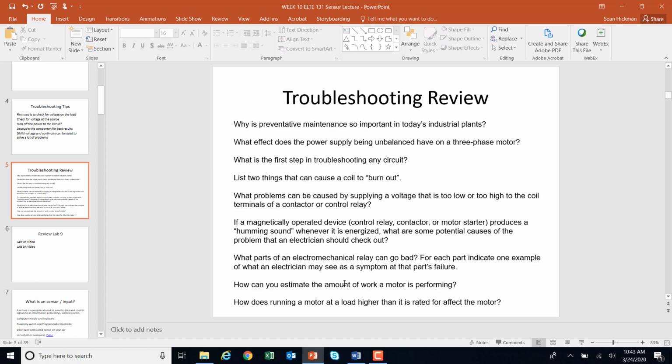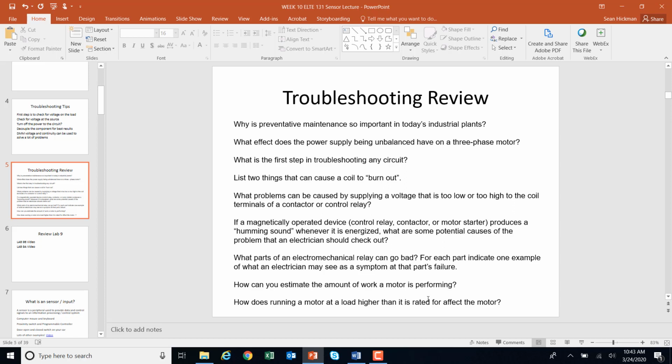How can you estimate the amount of work a motor is performing? Well, this was one that some people missed on the homework. The best way to do this is you could take a voltage reading on the motor, and you could use a clamp-on meter to get the amp rating of the motor. So what would that do? You could do V times I, and that would give you the amount of power being consumed, and you do a little calculation there and compare it against the nameplate. So it's important you understand that.